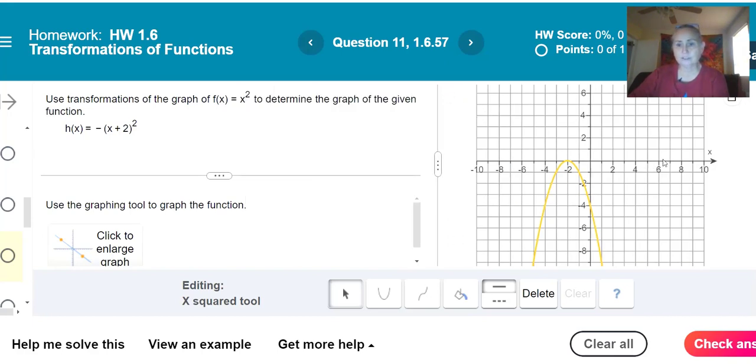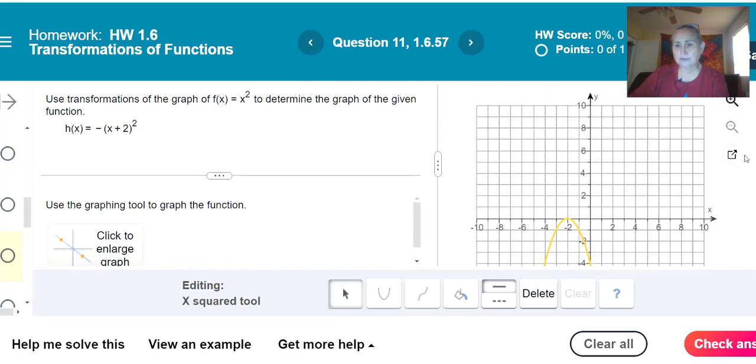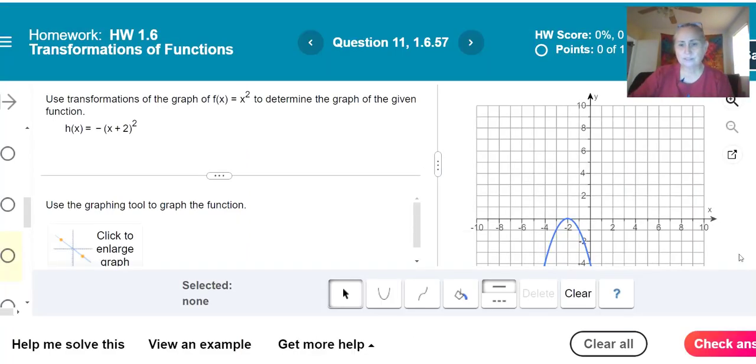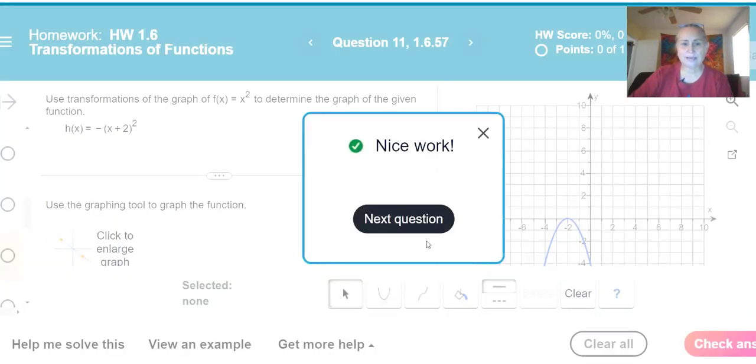All right, so let's take a look at our graph. I'm going to pop it out here and think about what we did. We went to the left 2, and we were up like this, and then we reflected it upside down. So I save that, and I check my answer.